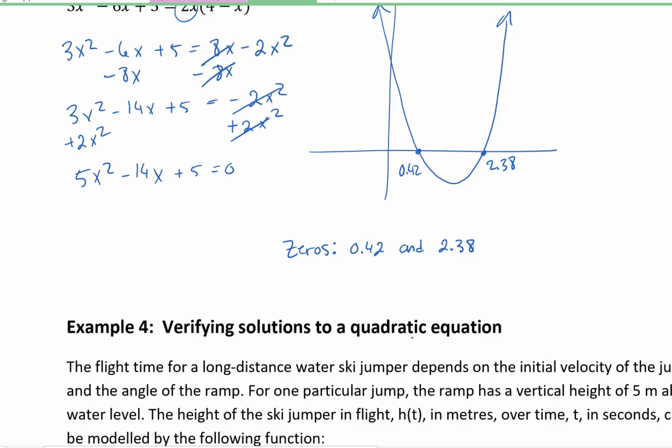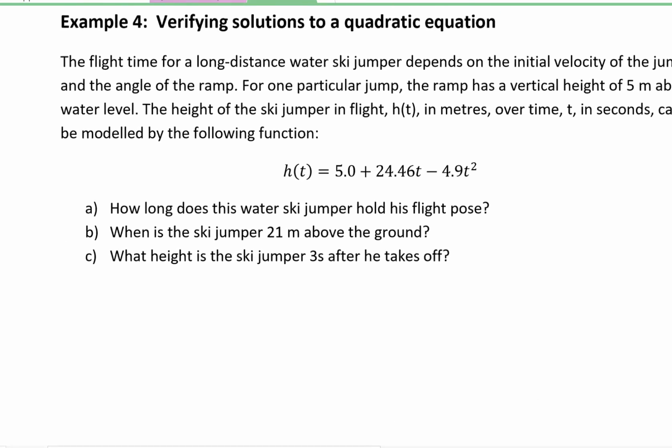Alright, so I always like when we have these questions where they're modeling something that actually is represented by a quadratic function, because you can relate to them a little bit better. It says the flight time for a long-distance water ski jumper depends on the initial velocity of the jump and the angle of the ramp. For one particular jump, the ramp has a vertical height of 5 meters above water level. The height of the ski jumper in flight, h of t, or h as a function of t, in meters over time, t in seconds, can be modeled by the following function.